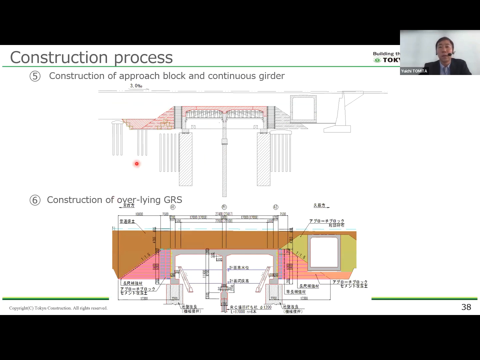Then the GRS abutments were completed, and the continuous girder was constructed. Finally, the GRS soil layer over the GRS integral bridge was placed up to the design height, completing the entire structure.